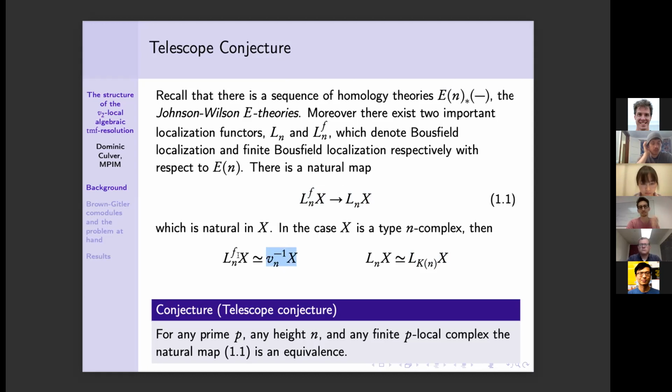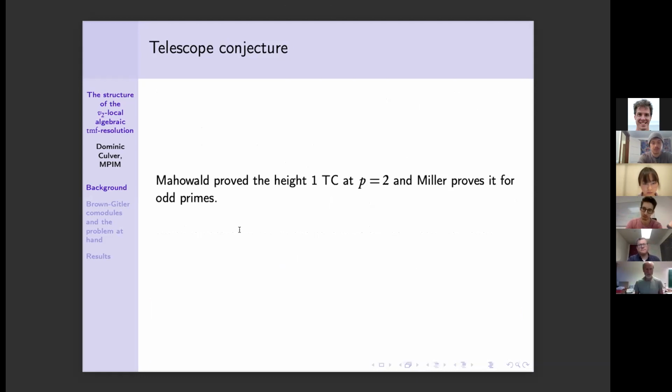something about this. Okay, but unfortunately, so the telescope conjecture has been around for a while, but unfortunately, we haven't been able to resolve it. Many people have thought about it, but so far we haven't really been able to say one way or the other, except for the case when n equals 1, in which case we do know that the telescope conjecture is true. And that was proven by two people. That was proven by Mark Mahowald when the prime was 2, and it was proven by Miller for odd primes.